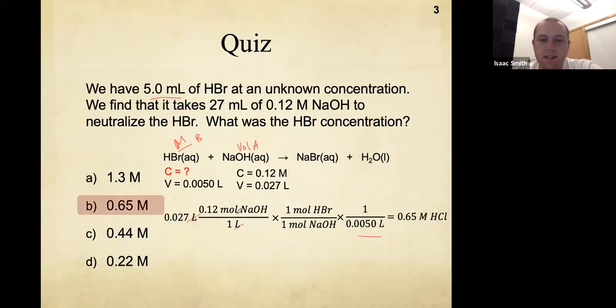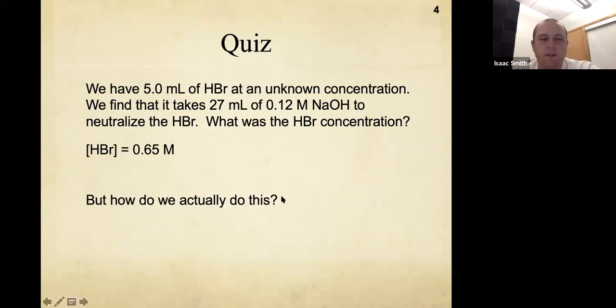You can see that liters cancel, moles cancel, and we're left with moles of HBr over liters, which is molarity, right? And that should be HBr, sorry. HBr, not HCl. Oh well, okay. So that's how you do that equation, all right? So this is the answer we got, right? And it's like, how do we actually do this in real life? Okay, because this is a pretty real life question that you would see, and this is called a titration.